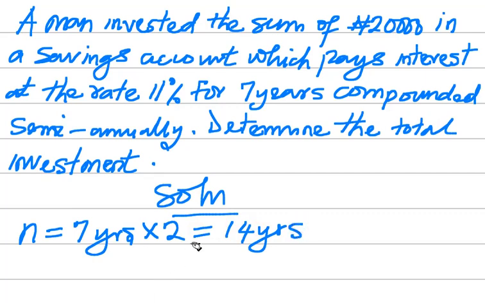So when we apply the formula now, we're going to use 14 years. If you use 7 years, you will fail because the question says compounded semi-annually. Then another one is R. R is the rate of interest. You have to be very careful.